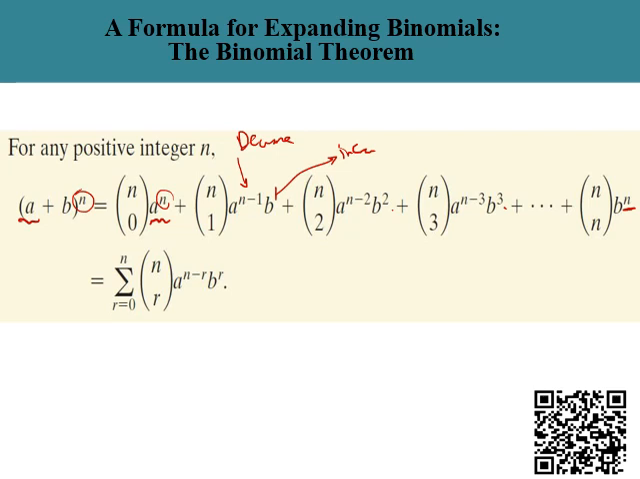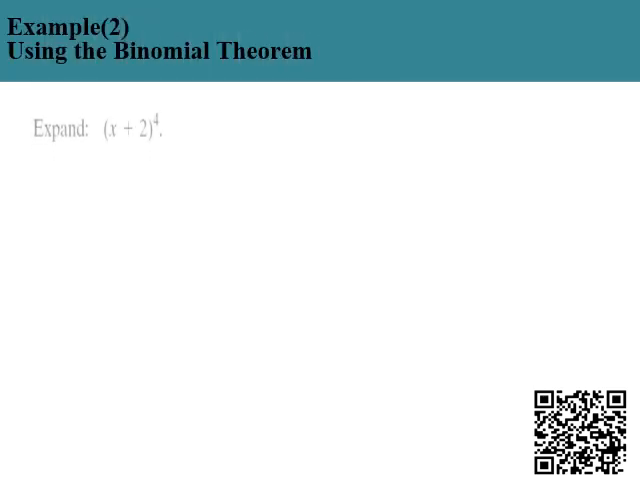To understand more how we can use the binomial theorem to expand, let's start with the first example. First example, by using the binomial theorem, is to expand x plus 2 to the power of 4. And as we are aware, x plus 2 to the power of 4 will give me 5 terms.